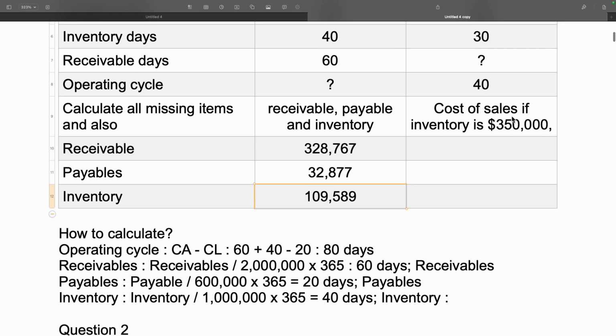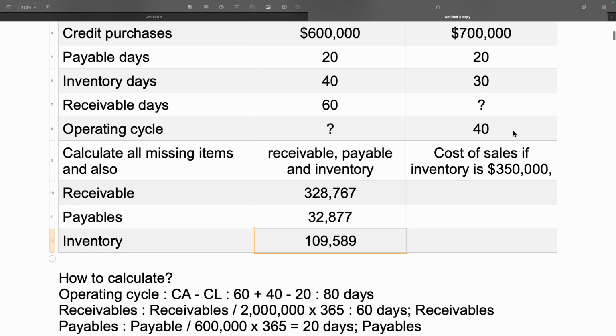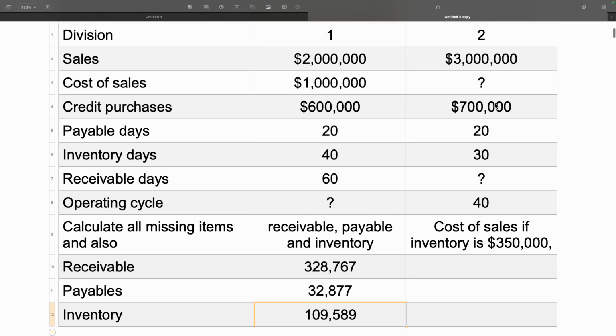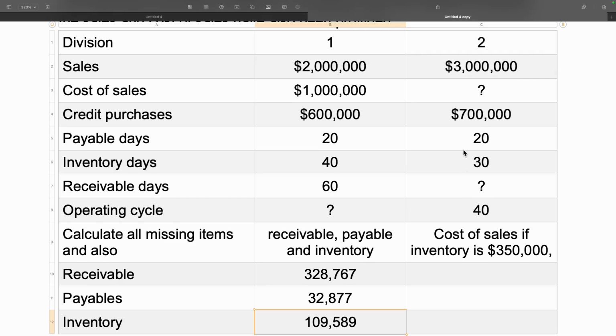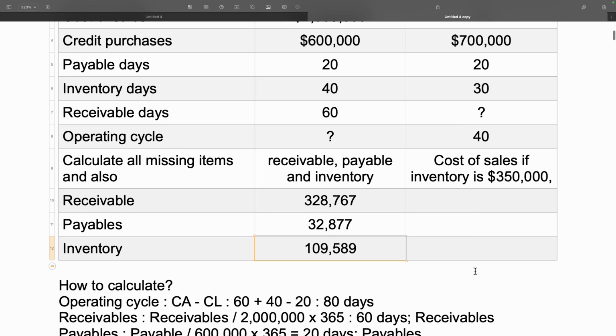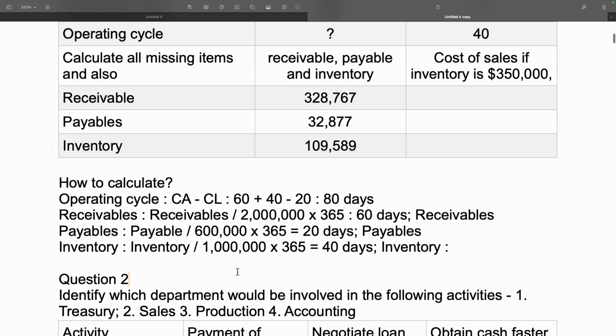Here they ask you to calculate cost of sales if inventory is 350,000. If they ask you for cost of sales and they ask you for receivable days, well, they gave you receivable. Look at what they're giving you. They're giving you sales. Did they give you the days for you to calculate the days or not? How do you calculate the days? Is it even possible to calculate the days? Obviously, you can calculate the days quite easily. Okay, let's look at it.